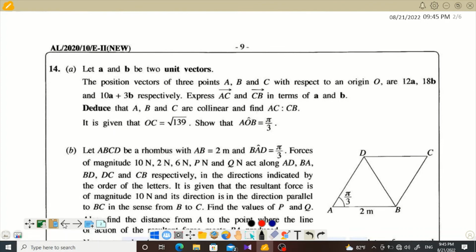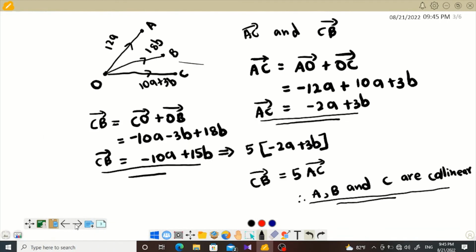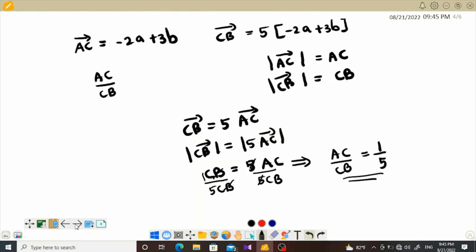In the final part, it is given that the modulus of the OC vector equals square root 139. Show that the AOB angle is 5 by 3. Okay, so we are given the modulus of the OC vector only, so I am going to apply the dot product to the OC vector.